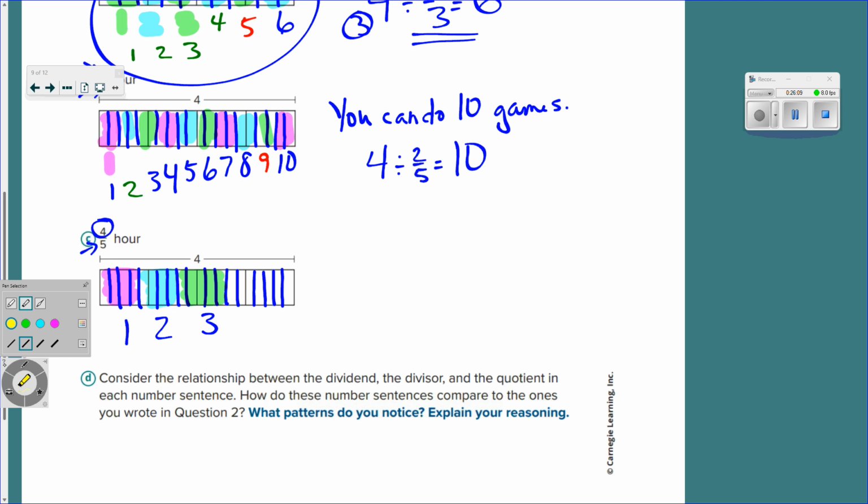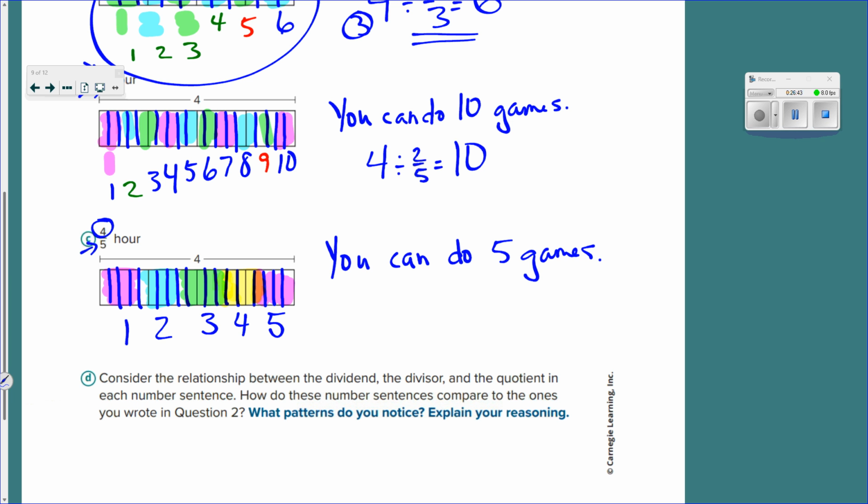fourth group. Oh, did I mess it up? I did. That one should go to here. It goes here instead of there. That one's too much. Okay? So that was our fourth group. And then our fifth group actually starts here. So how many did we end up with? 5. So you can do 5 games. What is our math sentence? It's 4 divided by 4/5 equals 5.